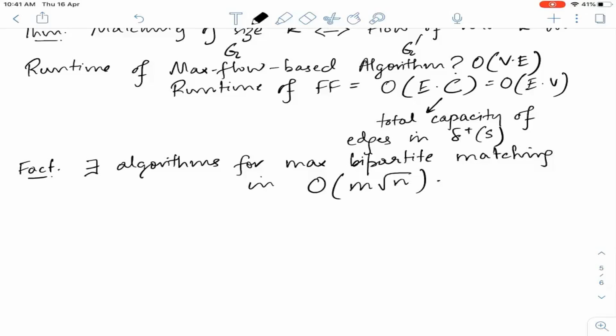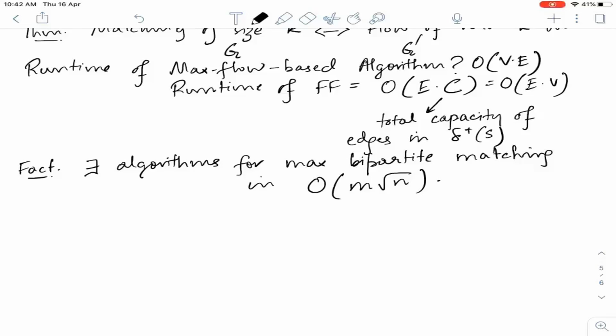Such algorithms do exist, but this does not really go via reduction to the flow problem. It uses some ideas from flow literature, so it also has a notion of augmenting path and stuff like that. But this is advanced material, so we will not be covering this algorithm. You should know this fact, that bipartite matching with max cardinality can be solved in time m square root n. Here m is essentially E.